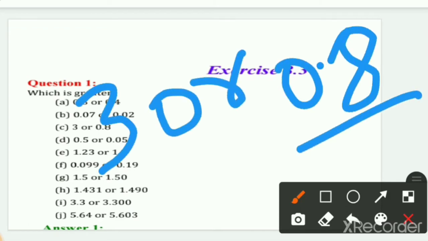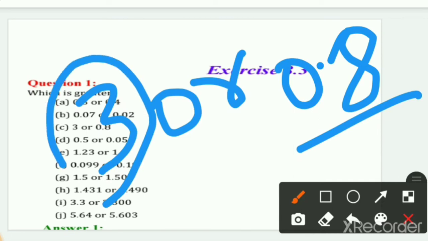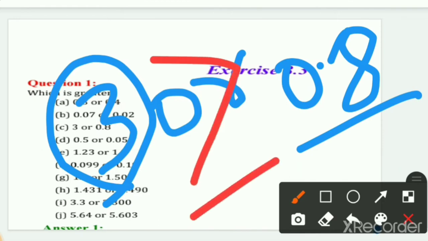Okay, now part C we have 3 or 0.8. It is very easy. This one has the decimal point and this is just a whole number. So which number will be greater? 3 will be greater than 0.8.